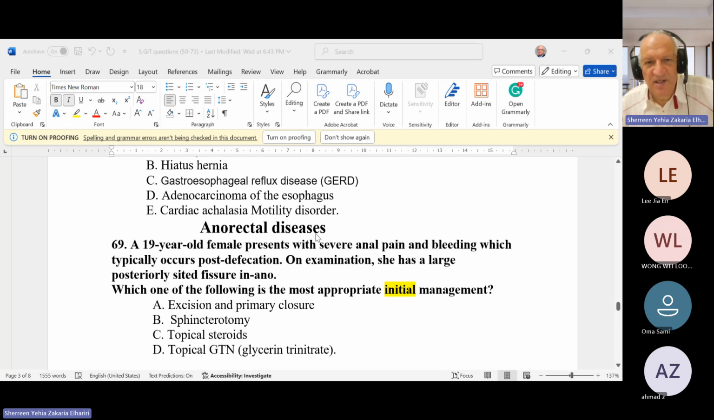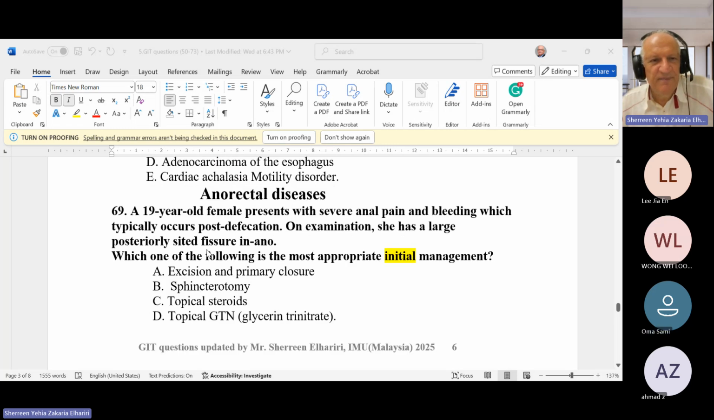After that, still in GIT, we have some questions on the anus and rectum. A 90-year-old female presented with severe anal pain and bleeding, which typically occurs post-defecation. She has bleeding per rectum. On examination, she has a large posterior fissure in the anus. She has an anal fissure. What is the most appropriate initial management? If the patient does not respond to treatment for 2 weeks, it's better to do surgery. But the initial management nowadays is to give what to the patient?